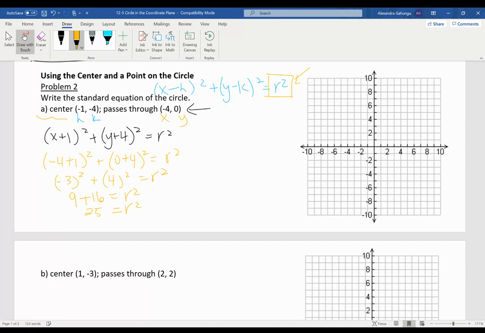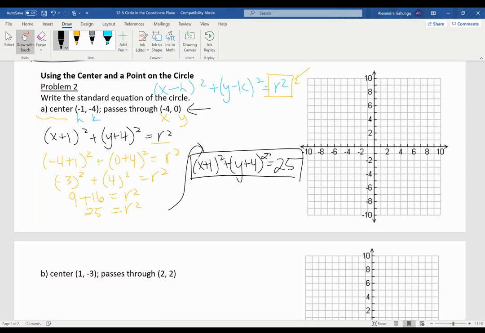I actually won't need r. I can just use r squared because that's what goes into the equation. So my final answer for my equation that passes through -4, 0 and has a center at -1, -4 is (x plus 1) squared plus (y plus 4) squared equals 25. So I had to plug in x and y into my general form.